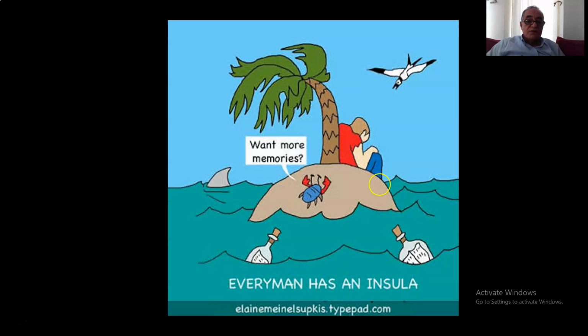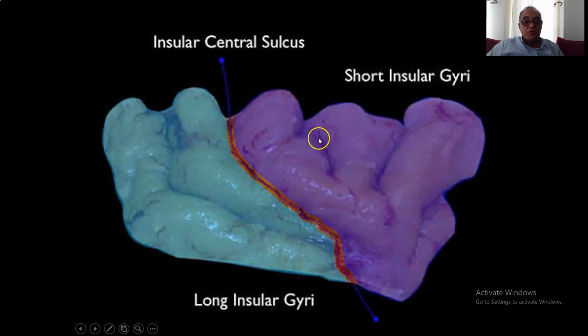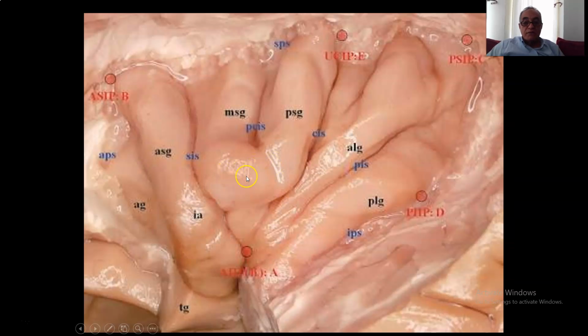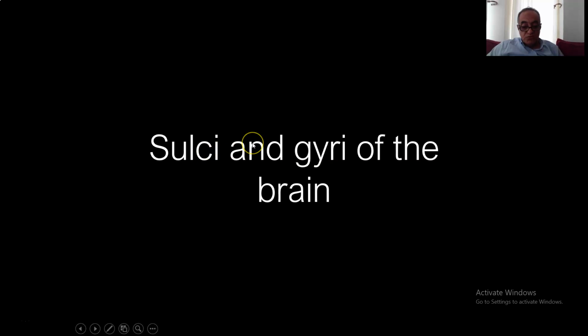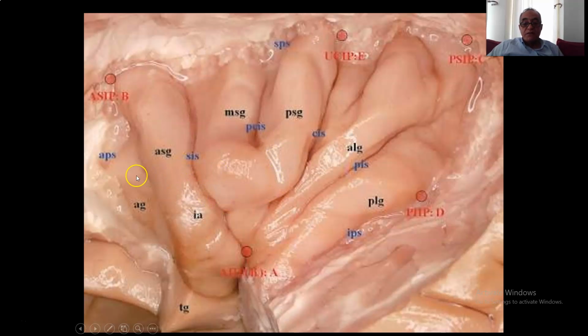The insula is an island. It is hidden. They call it sometimes the fifth lobe of the cerebral hemisphere. It is hidden in the sylvian fissure. And if we take out the insula, we'll find that the surface, as we said, is formed of anterior short insular gyri and long posterior insular gyri. And if you see it here, we can see these are the short gyri and these are the long gyri. The long and the short are separated by the central sulcus.